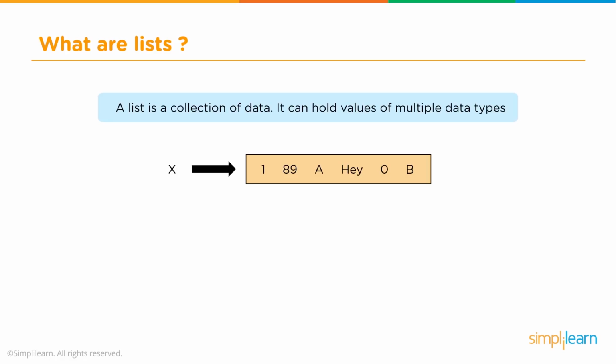Now another important factor with lists are its indices. Every element in the list has a position, and this position is called an index. The first position in a list is always 0. So 1 is at index 0, 89 at index 1, A at index 2, and so on. So this means that the position of your last element would be the length of your list minus 1. So now that you know what a list is, let's move on to how you can create a list.